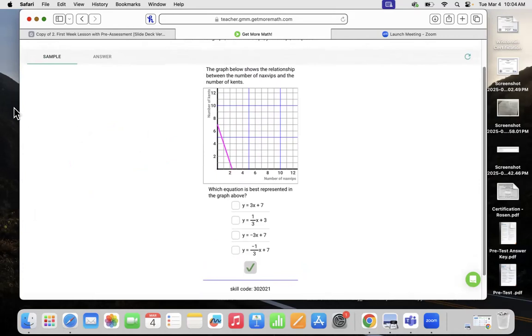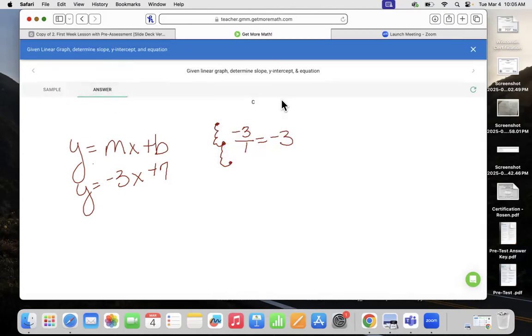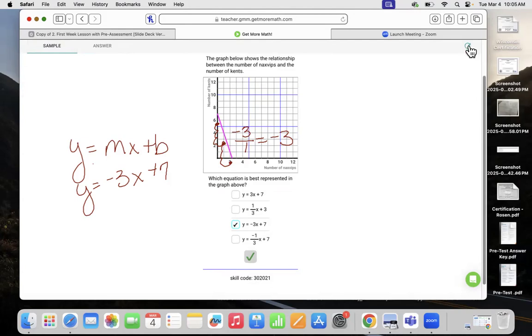Okay, same thing here. I'm going to start with my y-intercept. My y-intercept is up here at a positive 7. And then I'm going to find where it crosses exactly at the corners of the square. It goes down 1, 2, 3 over 1. And negative 3 divided by 1 is negative 3. I'm going to check it one more time. 1, 2, 3 over 1. So my slope is y equals negative 3x plus 7. So this one's just my multiple choice. Okay, the answer is C. So we got it right.